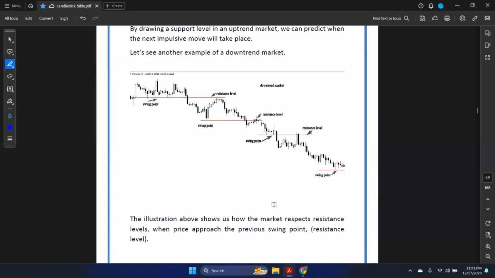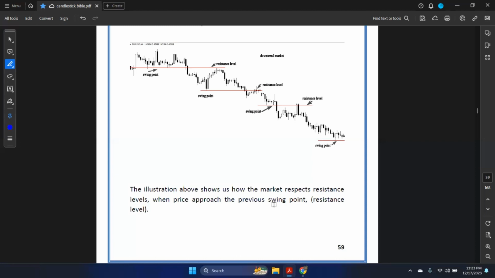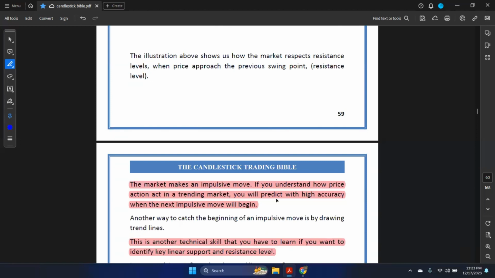Let's see another example, of a downtrend. The illustration shows us how the market respects resistance levels. When price approached the previous swing point resistance level, the market made an impulsive move. If you understand how price action acts in a trending market, you will predict with high accuracy when the next impulsive move will begin. Another way to catch the beginning of an impulsive move is by drawing trend lines.